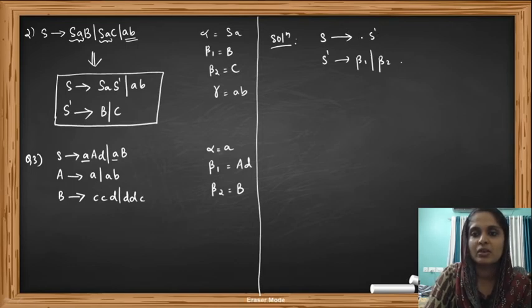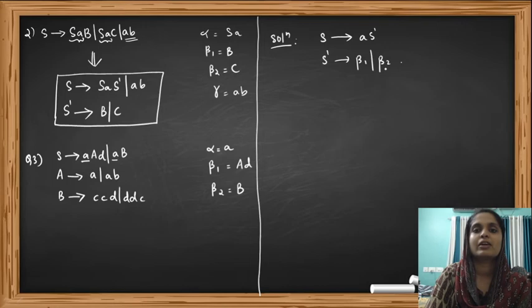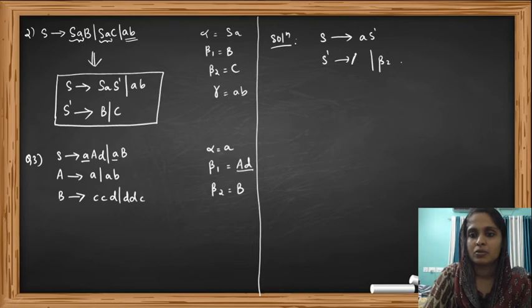So we can just replace alpha by small letter A. So our production becomes S produces A S dash, and S dash produces beta 1 bar beta 2. What's the value of beta 1 and beta 2? Here it is. Beta 1 is capital A D. So A D. And what is the value of beta 2? Beta 2 means capital B. So we can write capital B.